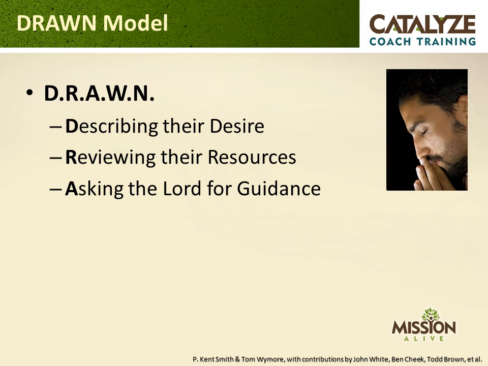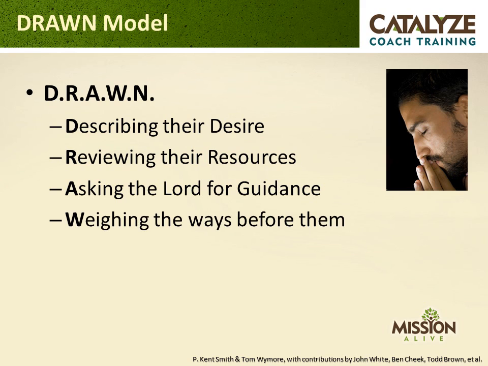The fourth stage of the DRAWN model is weigh the ways before you. This stage invites the coachee to sort and prioritize the options they see for moving toward their desire, as stated in the first stage. Once the options have been adequately considered, the coach asks the coachee to name the action they will take next. This is the fifth and final step in the DRAWN model.